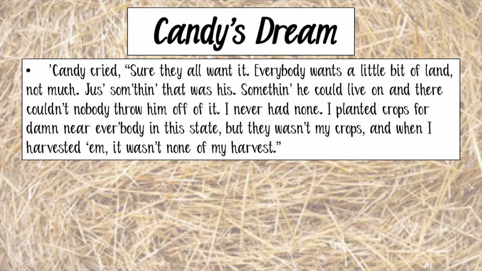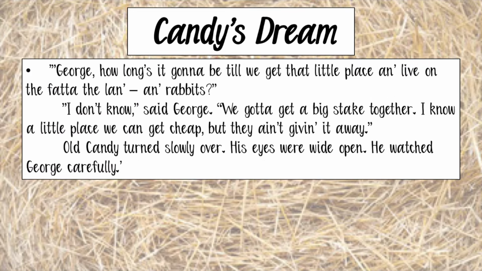So John Steinbeck really emphasises here, Candy has worked for almost, well, he says damn near everybody in this state, so that's a bit of hyperbole there, but Candy's worked on lots of different ranches, and he has helped lots of different ranch owners and bosses make money. But yet, once Candy's not useful anymore, he is cast aside, and he's not valuable, and he's got no one, and he's got nothing. But Candy has a brief glimmer of hope when he hears George and Lenny talking.